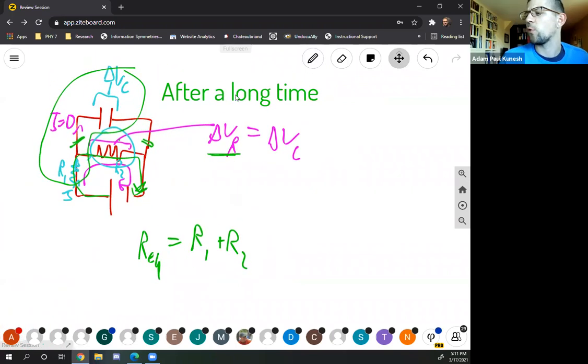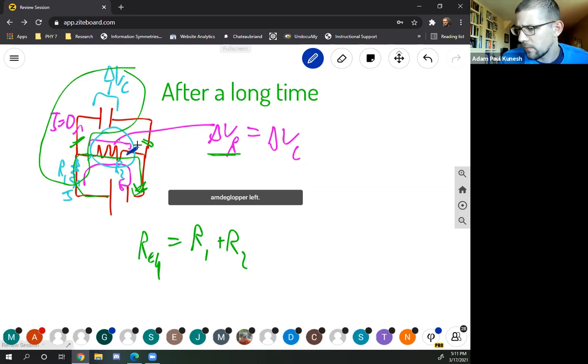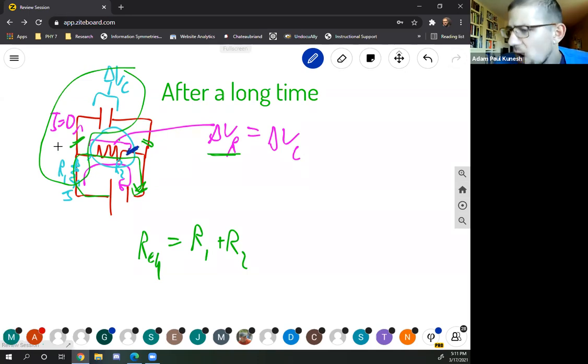When we say right after we close the switch, usually that means I'm changing my circuit in some way. For example, I'll put the switch here. Maybe I charge up my circuit, and then at some time after I've charged it up, I hit this switch and ask, what happens when I close the switch?